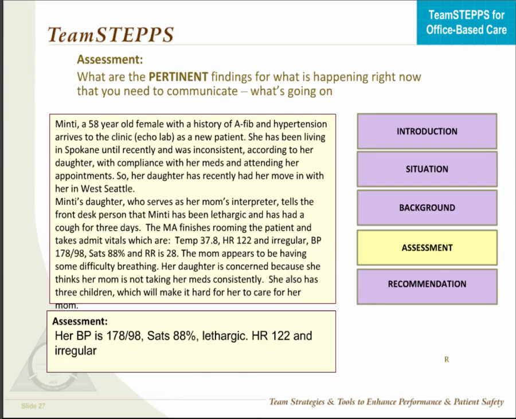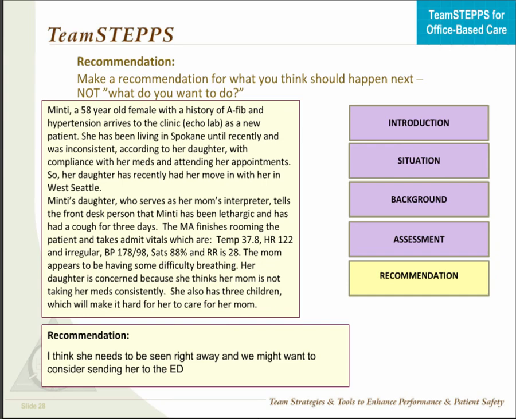So there's the background. The assessment: her blood pressure is 178/98, her SATs are 88%, she's lethargic, heart rate's 122 and irregular. And then finally, a recommendation: I think she needs to be seen right away, and we might want to consider sending her to the emergency department. So going through that process, we take that long narrative and make it into short, concise sentences. We have them do that on the screen, working with me as I'm introducing the concept.